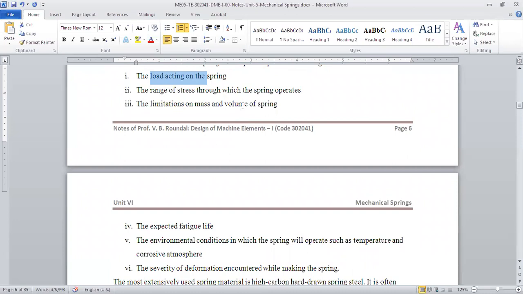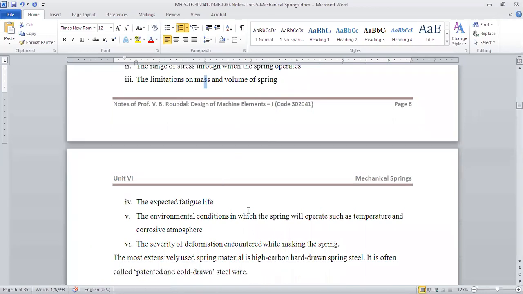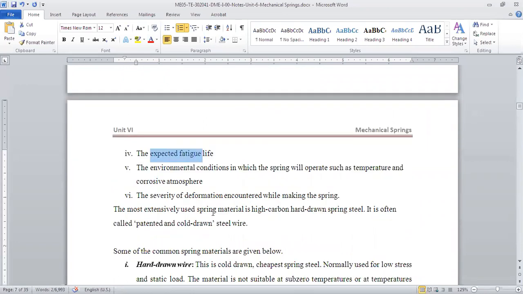Limitation of the mass and volume of the spring means how much space is available for the spring. What is the volume of the spring? What is the size of the spring? Or what is the weight of it? We do not want to have too heavy a spring for a light application. For expected fatigue life, it will be on, off, on, off, many times. After a certain time it will fail. So we would like to know what the expected fatigue life is, because if it is a critical application, we do not want it to fail in fatigue, right?